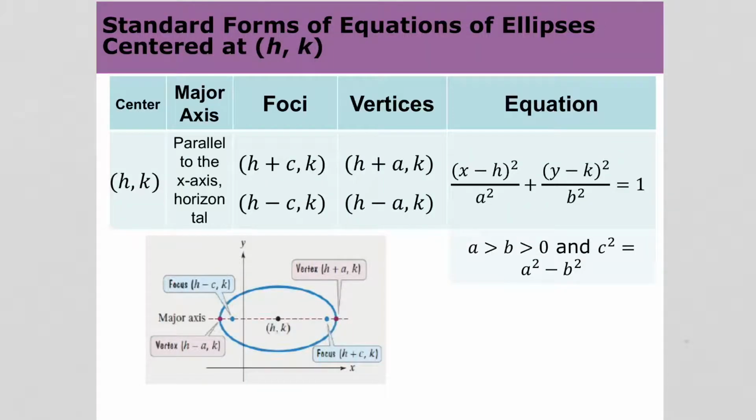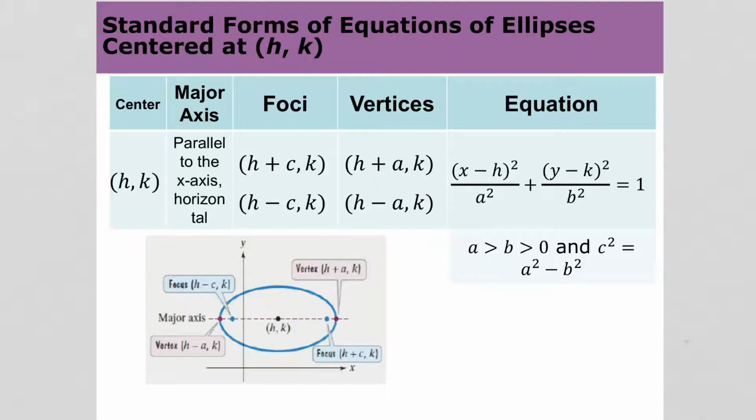Okay, now what happens when the ellipse is not centered at the origin? Well, in that case, your equation looks like this. It's still the same fact where a is under the major axis, okay? But you've got x minus h and y minus k, where h and k are the center. At that point, things change a little bit as far as finding the foci and the vertices.